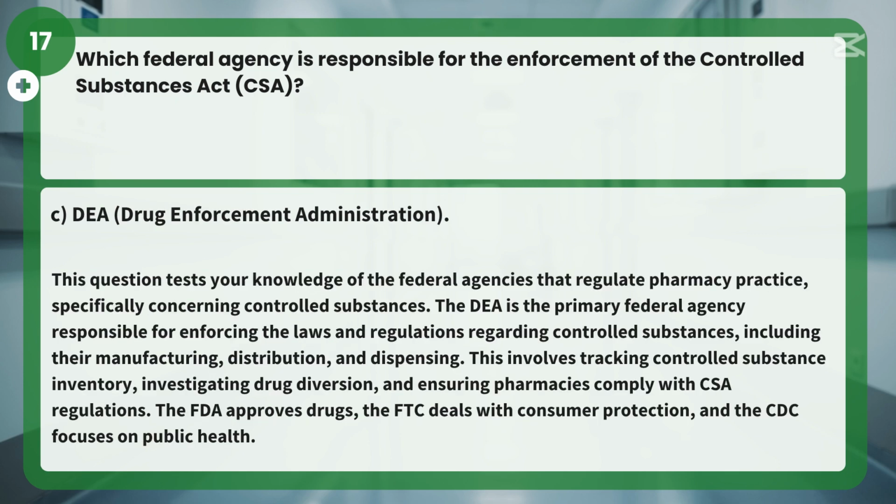Answer: C. DEA, Drug Enforcement Administration. This question tests your knowledge of the federal agencies that regulate pharmacy practice, specifically concerning controlled substances. The DEA is the primary federal agency responsible for enforcing the laws and regulations regarding controlled substances, including their manufacturing, distribution, and dispensing. This involves tracking controlled substance inventory, investigating drug diversion, and ensuring pharmacies comply with CSA regulations. The FDA approves drugs, the FTC deals with consumer protection, and the CDC focuses on public health.